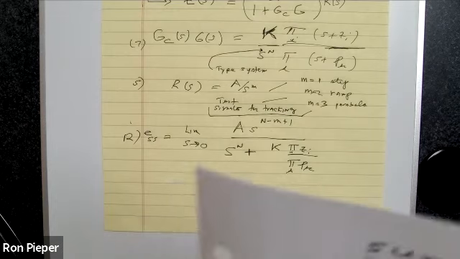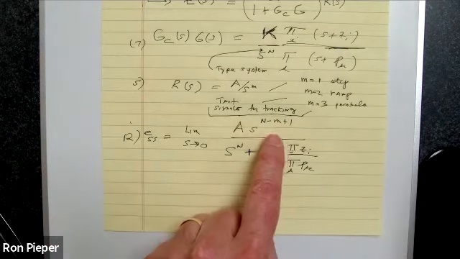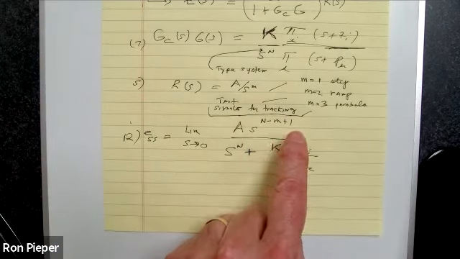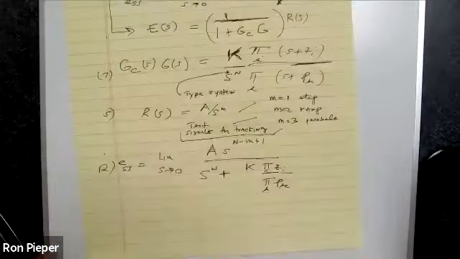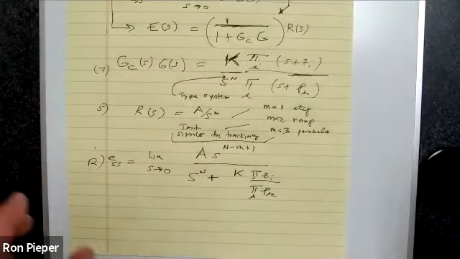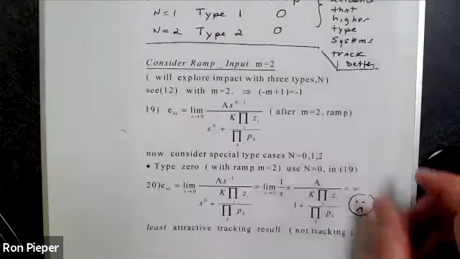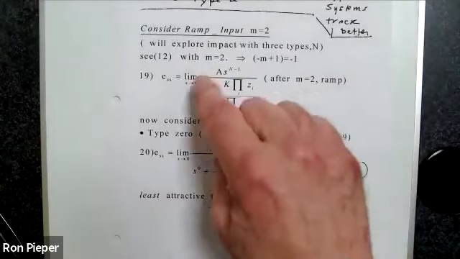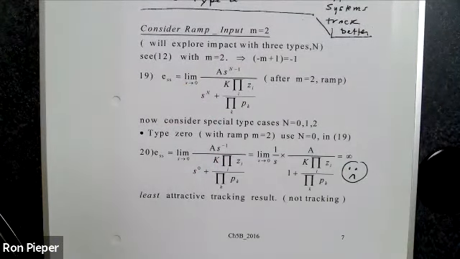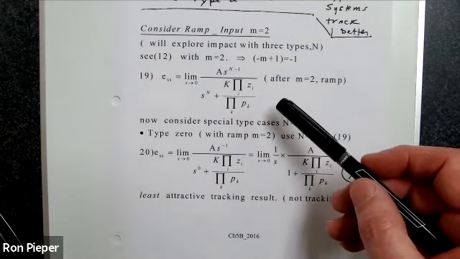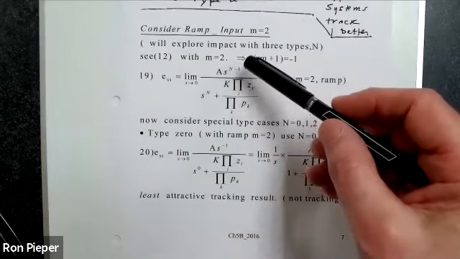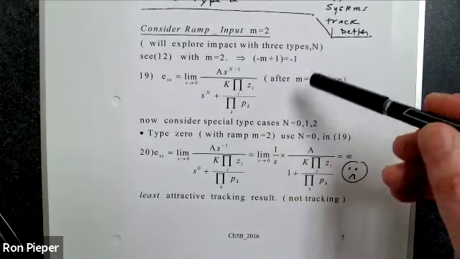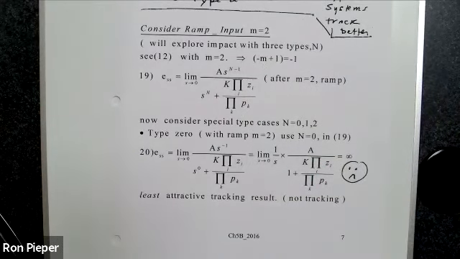So if we set the m equal to 2, that's a minus 2 plus 1. I think you can do the arithmetic. That's a minus 1. And that's the only place the m appears. So after setting the m equal to 2, this would be the expression that we would get. The idea being, we've made the assumption that the input is a ramp, and then what we can do is look at the effects on the various types. Type 0, n equals 0, n equal to 1, and n equal to 2.